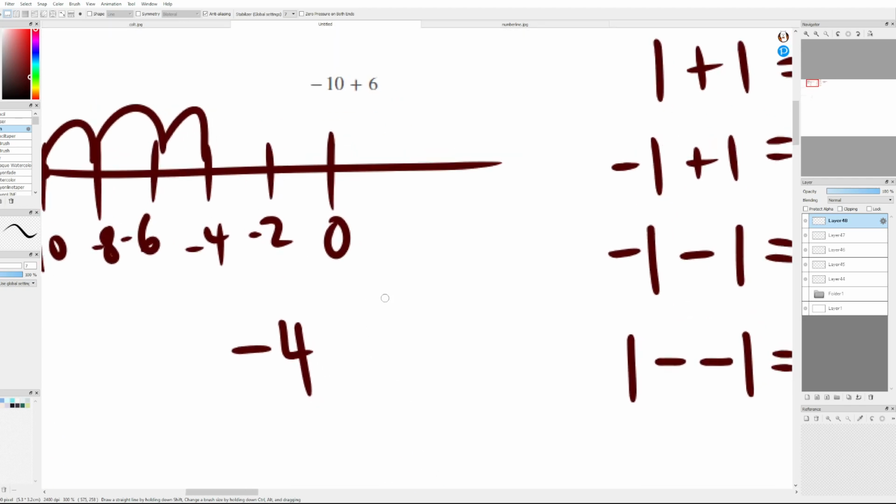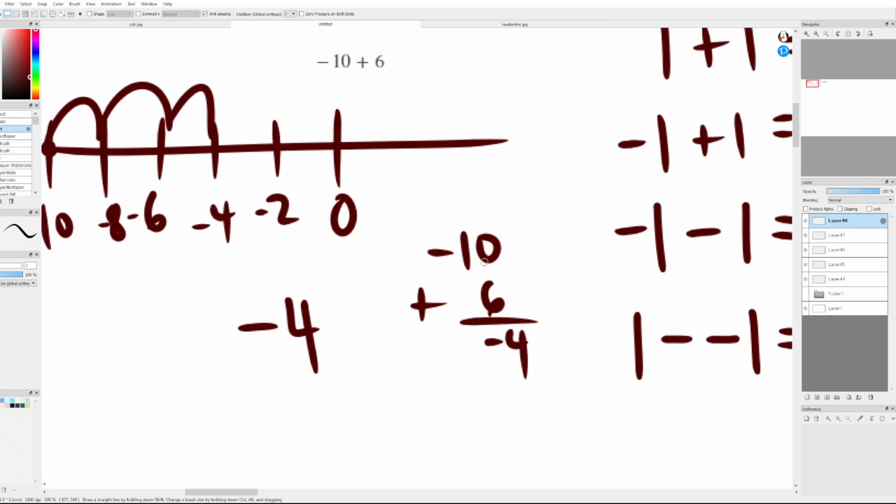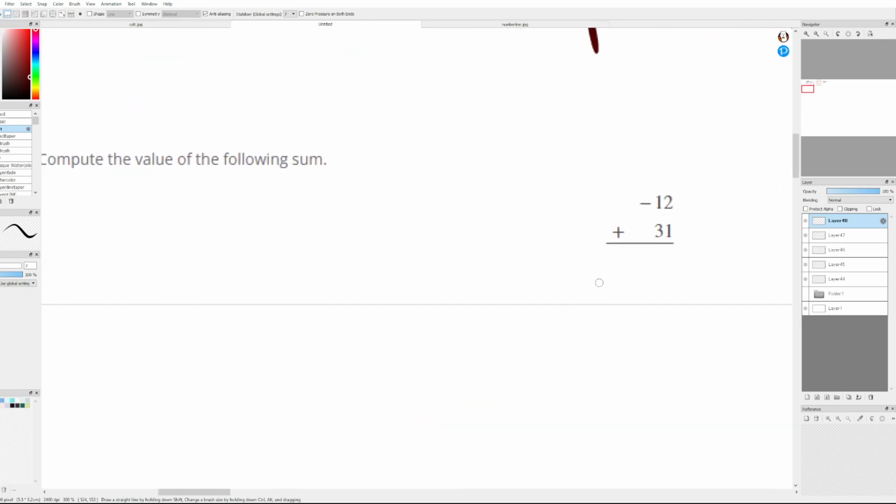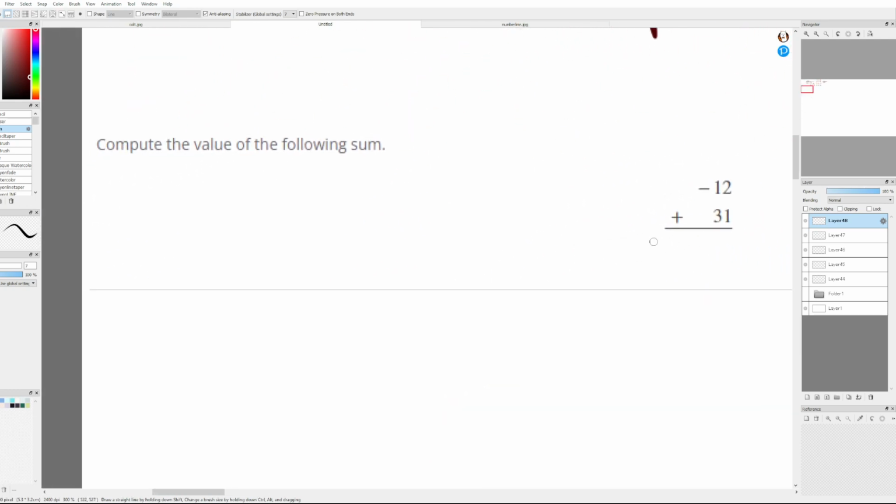If we wanted to, we could do 6 plus negative 10, and it would basically give us the same result. You get negative 4 either way.